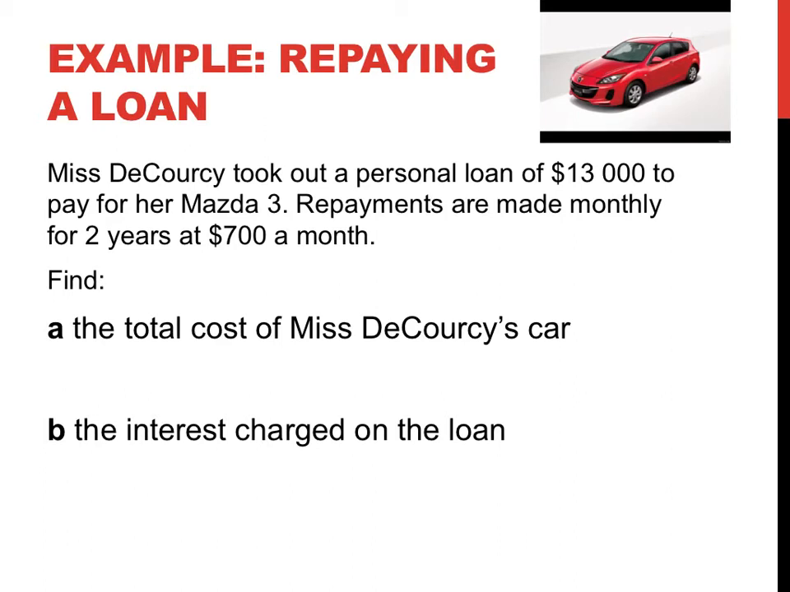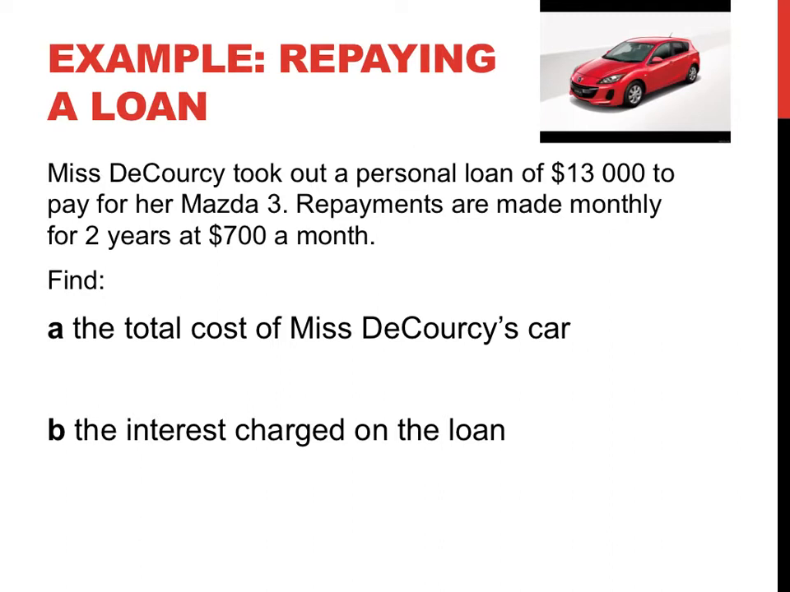Now, some of you might be sitting there in your head going, $700 a month for a year, that's about $8,000. Hold on, that's going to be more than $13,000 over 2 years. And if you've done some quick maths, you're right. I am going to pay more than $13,000 back to the bank with those $700 a month payments over 2 years. I'm going to pay a lot more, actually.